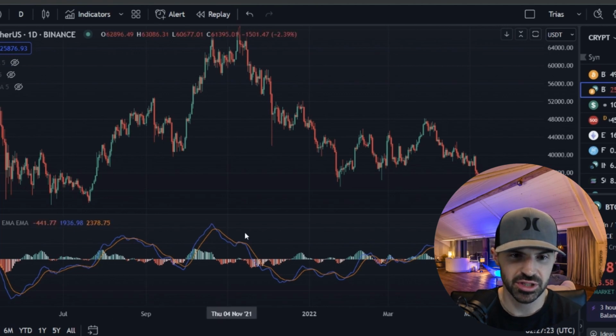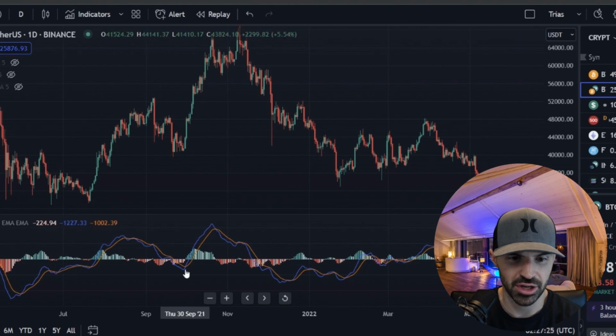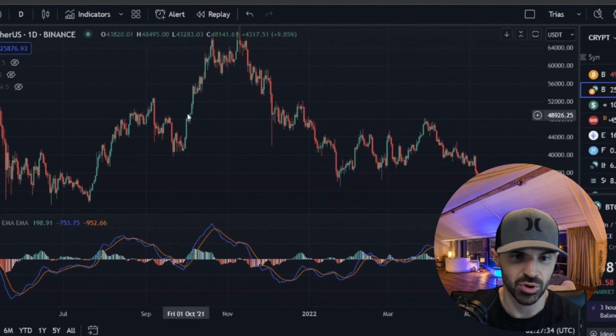So as you can see here in the chart, the blue line crosses over the signal line, and it actually showed in the chart that there was a nice pump in the market, and price started to trend upwards. And again, here you see the blue line then cross below the signal line.